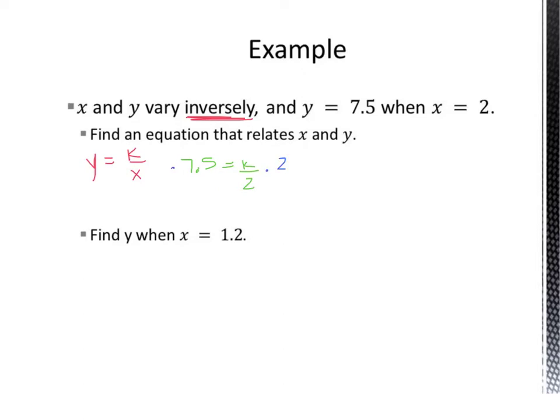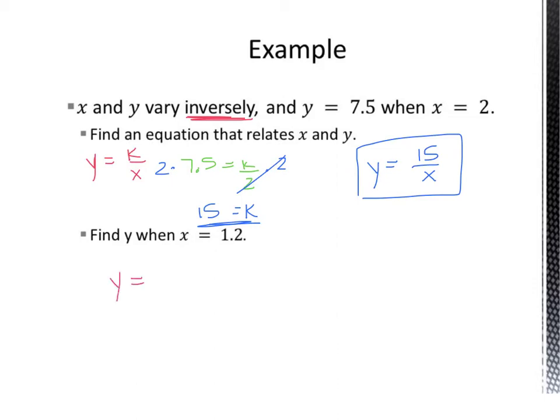So if I multiply by 2, I'm going to get k equals 15. That does not relate x and y, so I need another equation. 15 over x, that's my equation that relates x and y. And then the next step is to use the equation to find y when x is 1.2. So 15 divided by 1.2 happens to be 12.5.